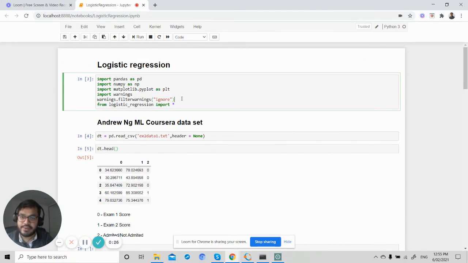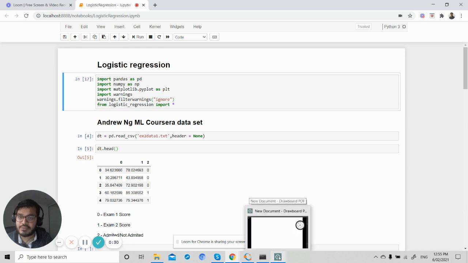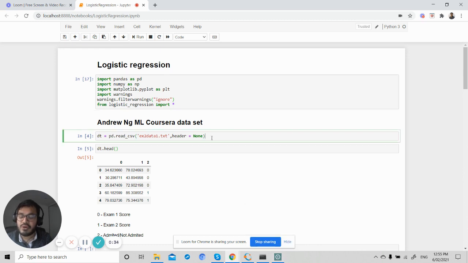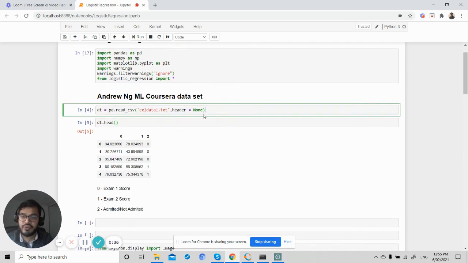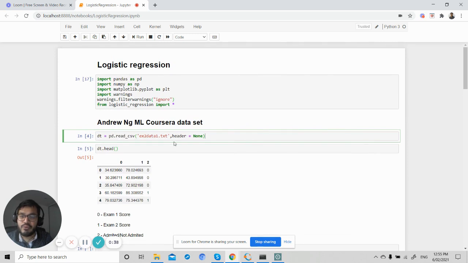So this is my library. We know that logistic regression is a classification model and our output is discrete. Discrete means a whole number, either 0 or 1. So this is my data. This is the end-to-end machine learning course dataset that I have used. This is the header.